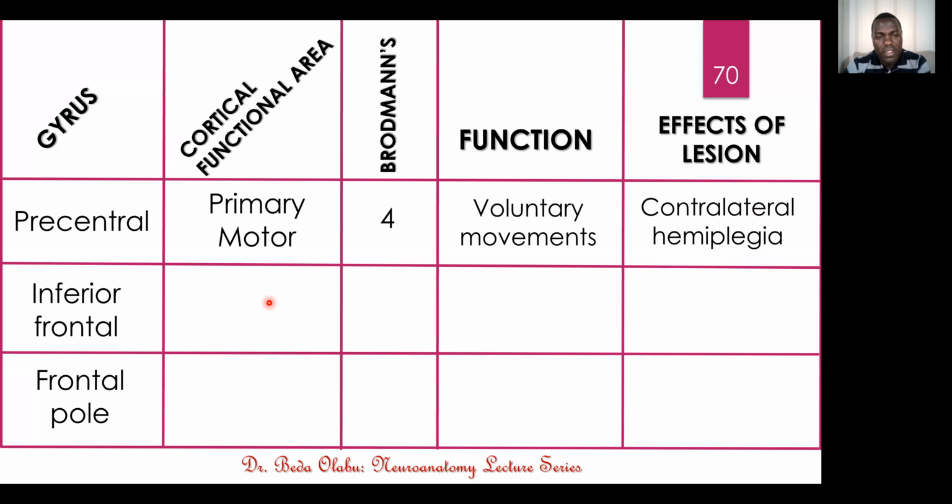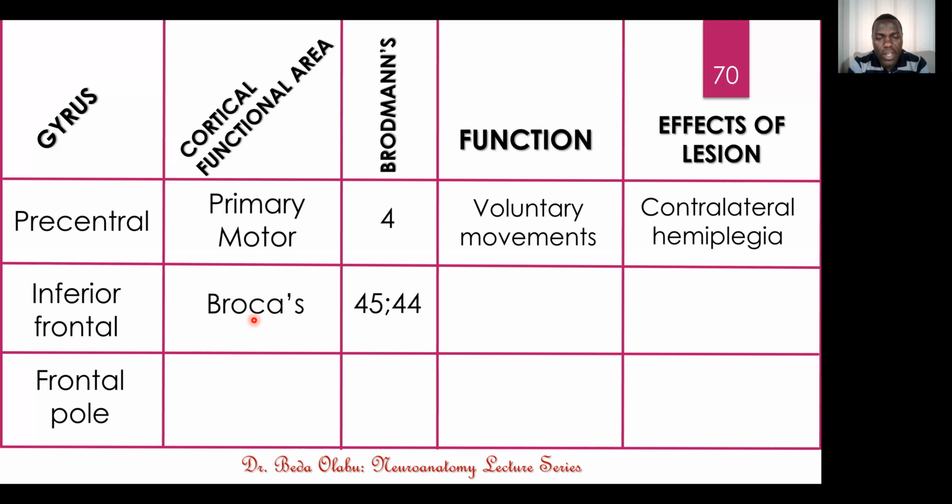The other gyrus in the frontal lobe is the inferior frontal gyrus. Inferior frontal gyrus houses a cortical region that we are calling the Broca's area. That is with respect to the name of the person who described the area.